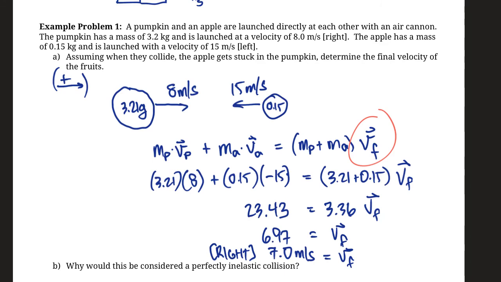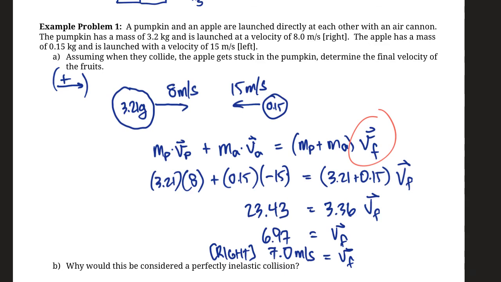Also, we have this apple that's shot into this pumpkin that's moving at 8 meters per second, but clearly the pumpkin has a lot more momentum than the apple does. So the apple does slow down the pumpkin a little bit, but still the pumpkin has more momentum. So the pumpkin mostly continues on going along its way at almost its full speed.